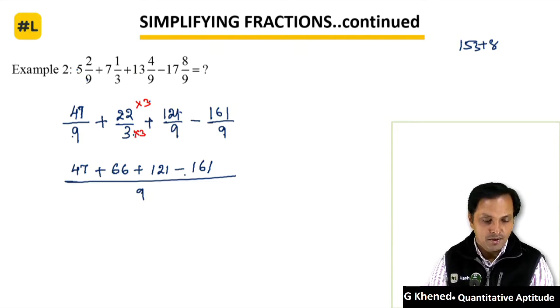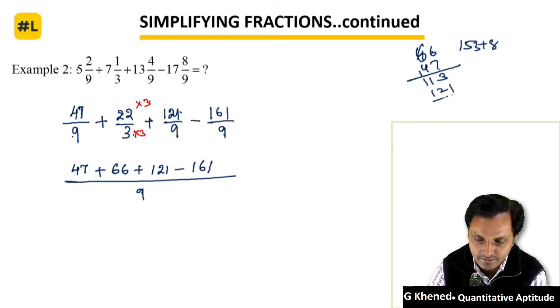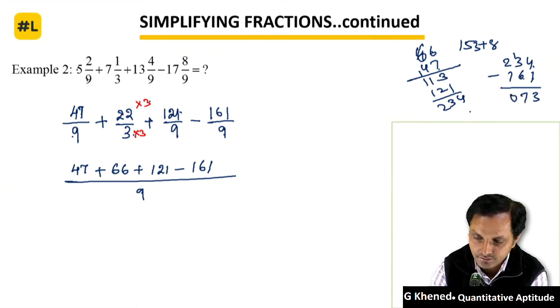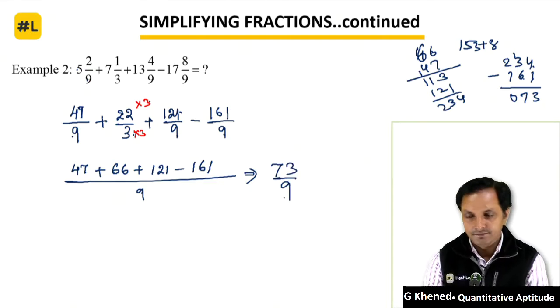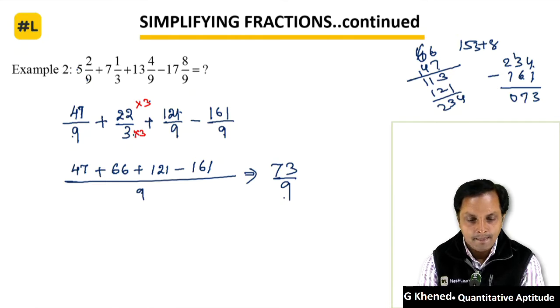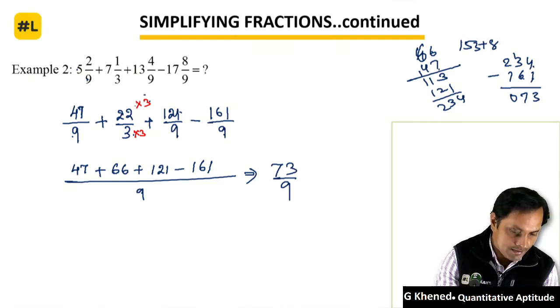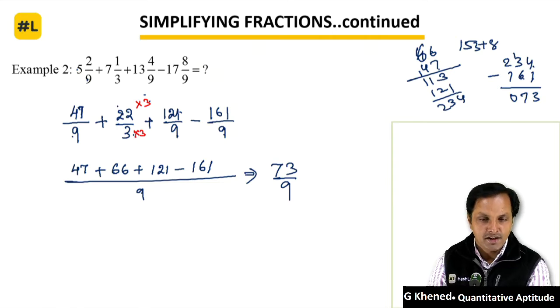Okay, so next you can do the simplification. 47 and 66 and 121, so 234 minus 161 when you do the subtraction. That will give you 73 by 9. So that is an example where you are simplifying the fraction. The only important step is where you are multiplying by 3 and dividing by 3. That is the most important trick which you need to use to make the denominator the same.